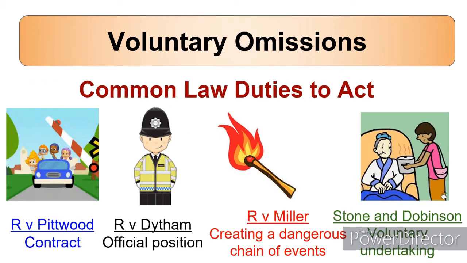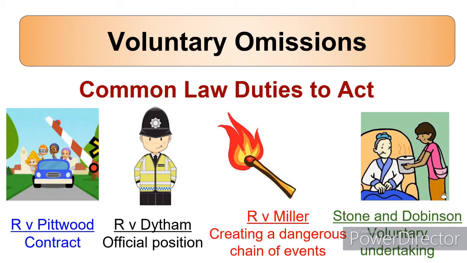There's a whole list of common law duties to act. So common law, in other words, is laid down in a case. I've just got the key ones here that you need to know, and you will need to know these particularly when you look at gross negligence manslaughter. So R v Pittwood was a guard in charge of a railway crossing, and he failed to put the railway crossing down. And it was decided that he omitted to do his duty arising out of contract.